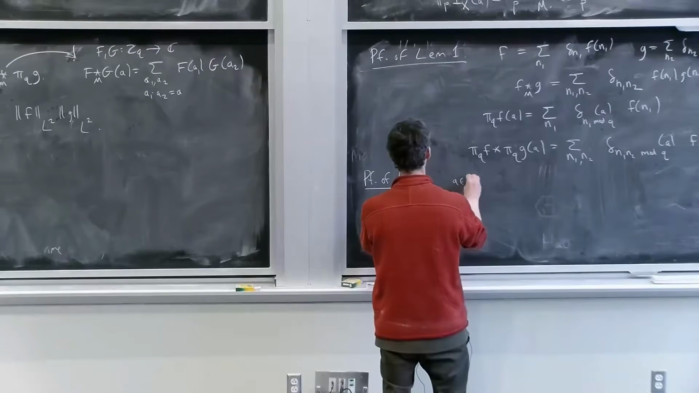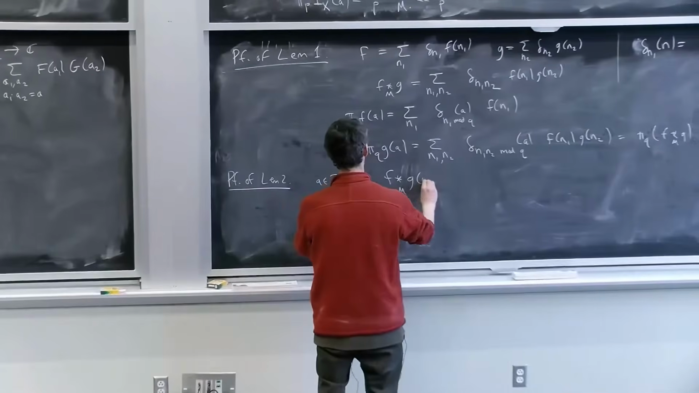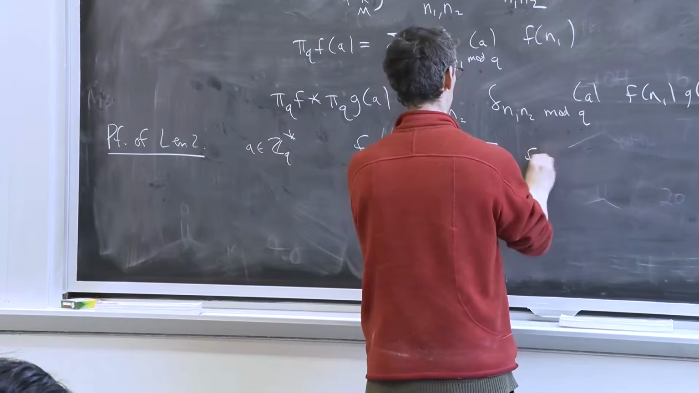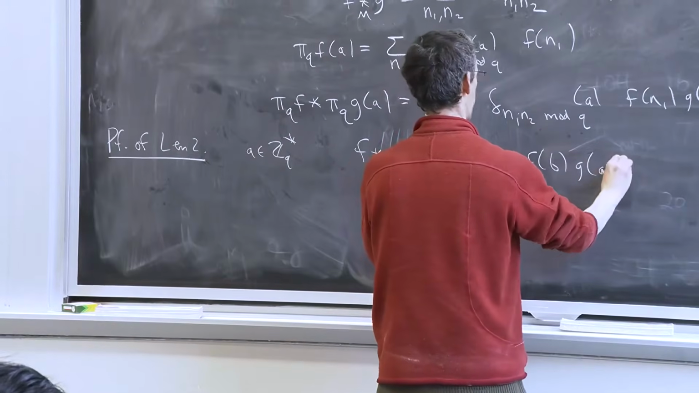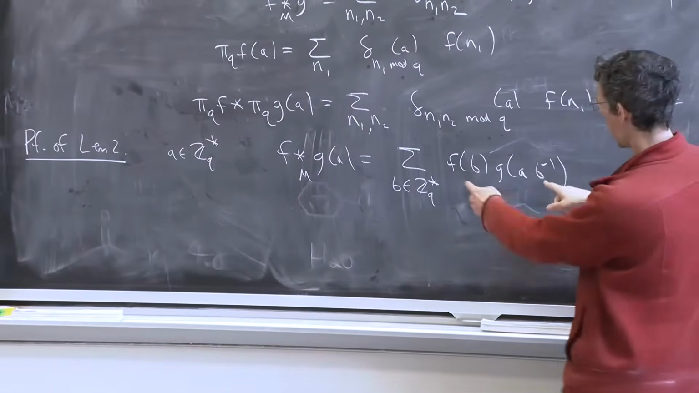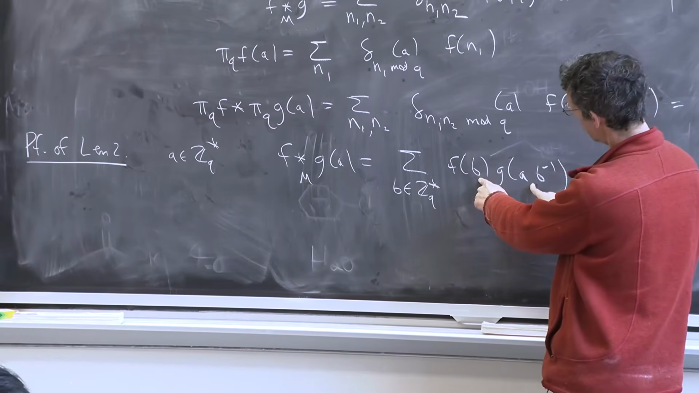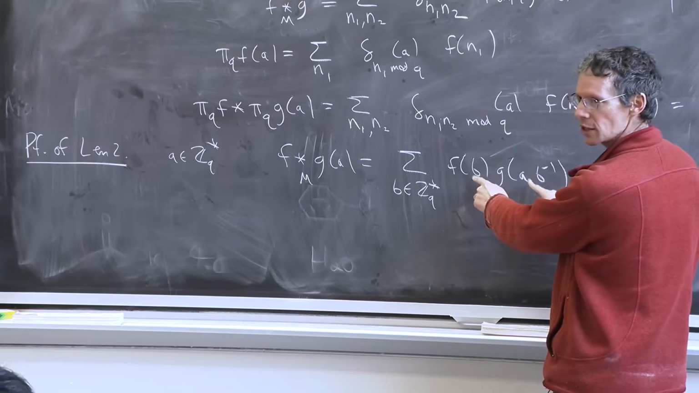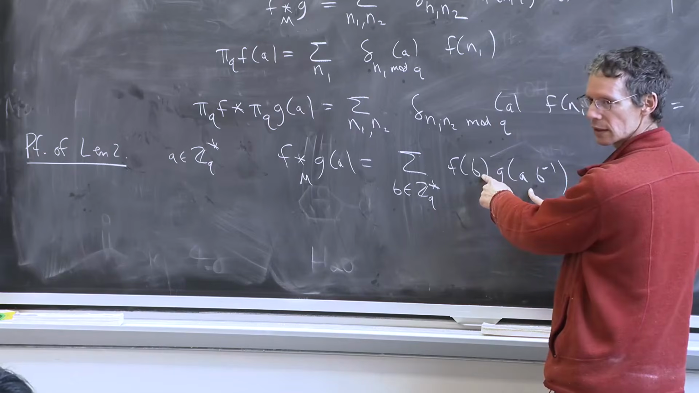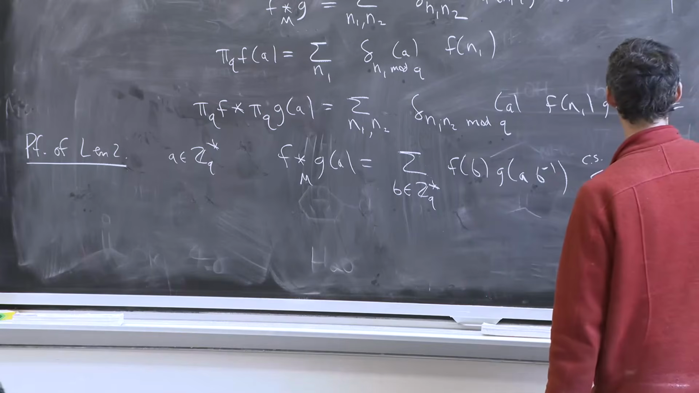Proof of lemma 2. So if a is in Z_q star, then f convolved with g of a is going to be the sum over b in Z_q star of f of b times g of a times b inverse. Why? Well, we're adding up over pairs that multiply to a. And since a is in Z_q star, a is invertible. Each of these has to be invertible, so b had better also be in Z_q star, and so we get this. OK, and then we use Cauchy-Schwarz, and we bound that by the L2 norm of f times the L2 norm of g.